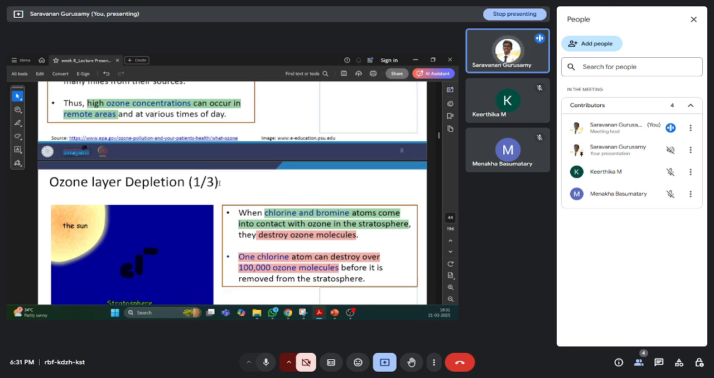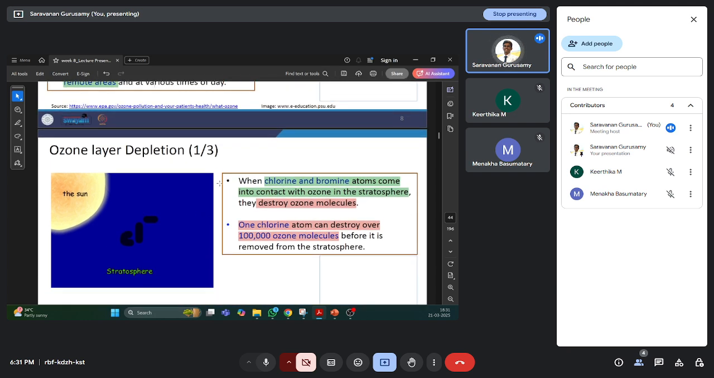So, what's the problem with the tropospheric ozone we had seen? That's a cancer-causing agent. Stratospheric ozone is good. That will prevent us from cancer. So there are two types. Whenever ozone is in the troposphere, it's a problem. Whenever ozone is in the stratosphere, it's good.